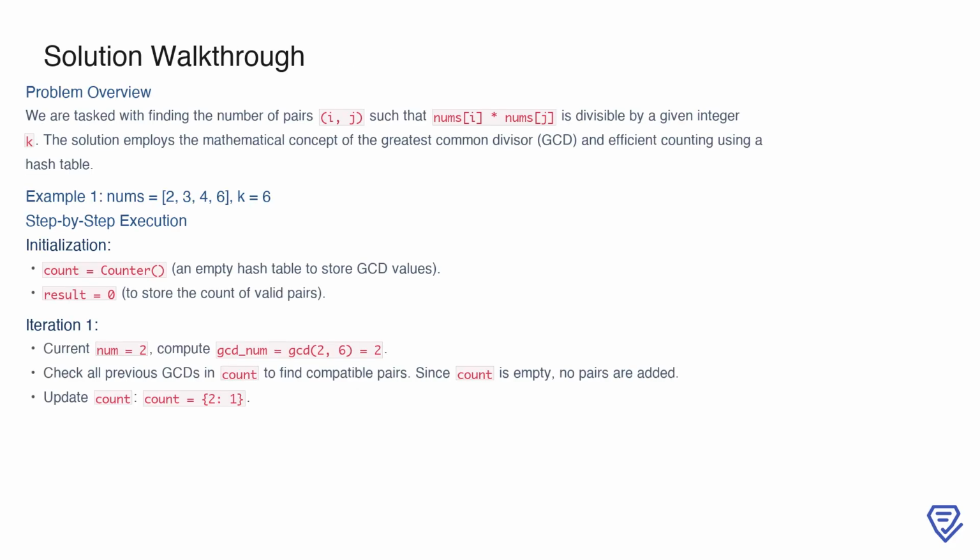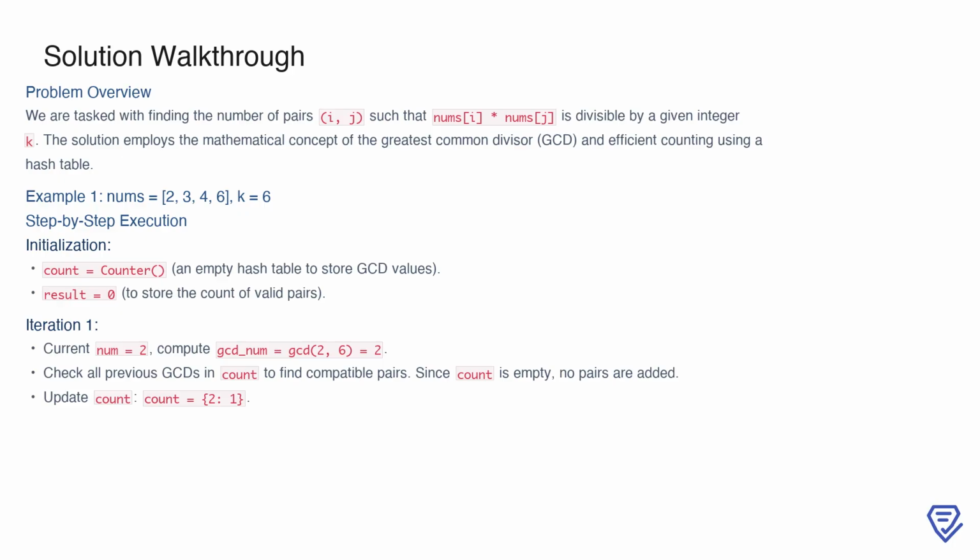In this problem, we need to find the number of pairs of indices i, j in the array such that the product of their corresponding values, nums[i] * nums[j], is divisible by a given integer k. To solve this, we use the mathematical concept of the greatest common divisor, or GCD, and maintain a hash table to efficiently count how many numbers share certain GCD properties.